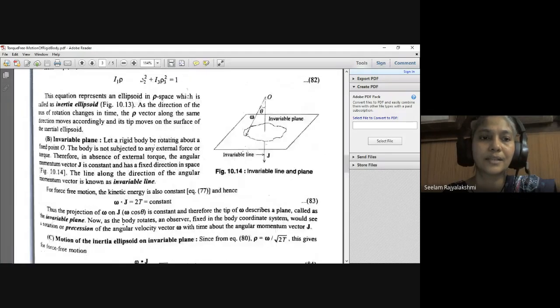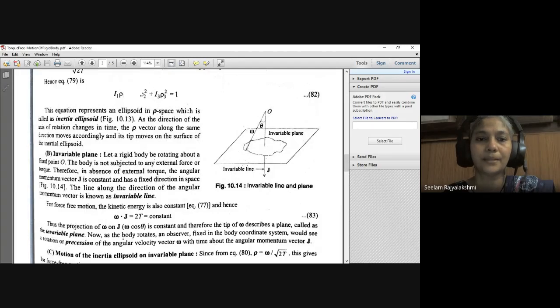Now we'll consider the invariable plane. So now let us consider a rigid body which is rotating about a fixed point O, and here also no external torque is acting on this particular point. This is the invariable plane, and here we can observe omega and J. Here J is the angular momentum vector, which is constant and has a fixed direction in space. So the line along the direction of the angular momentum vector is known as the invariable line.